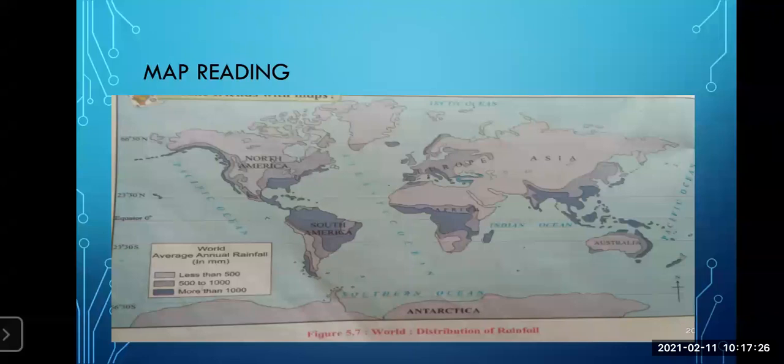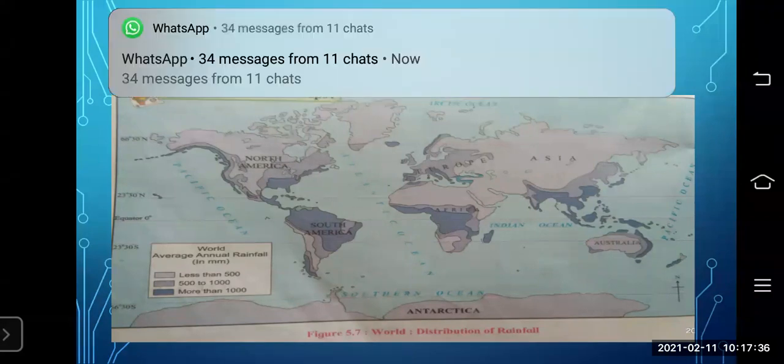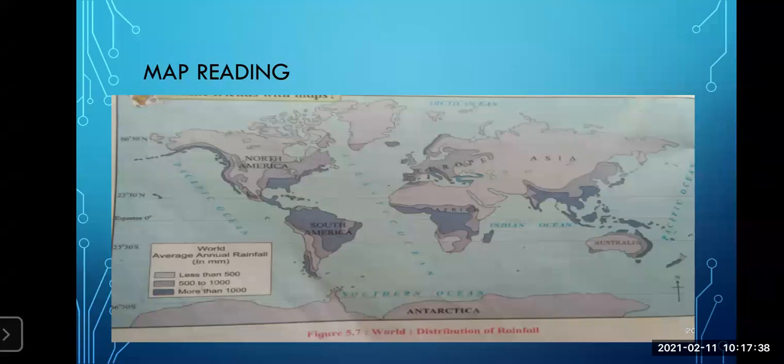Now, the fourth question: why does the eastern part of Central African continent get less rainfall than the western, despite its location close to the equator? If you see the continent Africa, it is close to the equator; you can see the equator is passing through the African continent. Even then, what happened over here? The eastern part of Central Africa receives less rainfall than the western part, despite its location close to the equator. Why is this so?